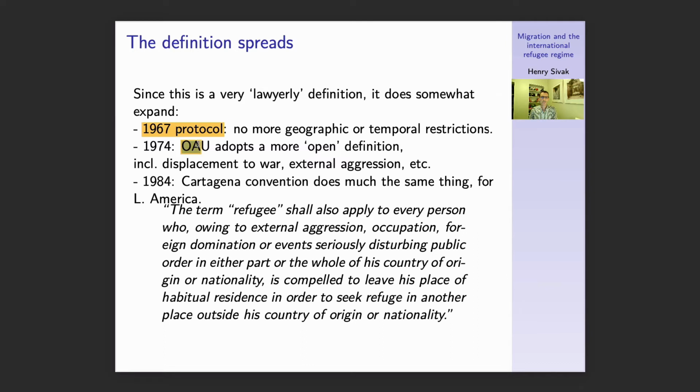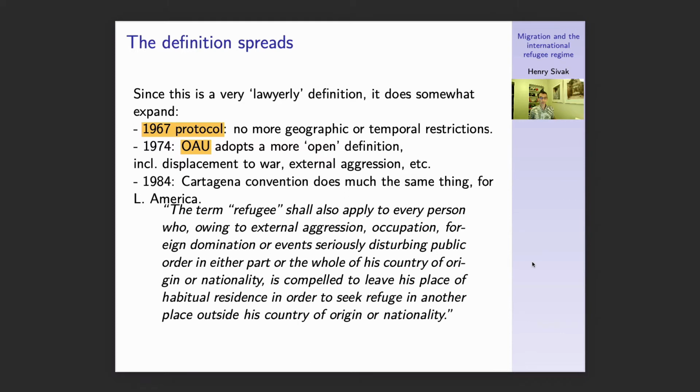In 1974, the Organization of African Unity adopts a more open definition, which includes displacement as a result of war, external aggression, etc. The Cartagena Declaration in 1984 does much the same thing for Latin America. As you see here from a quotation, the term refugee shall apply to every person who, owing to external aggression, occupation, foreign domination, etc., etc. And bit by bit, regional groups like this start to expand the definition to make it a little bit more in keeping with what's actually going on in the world.